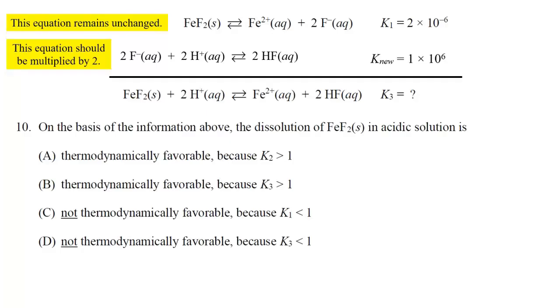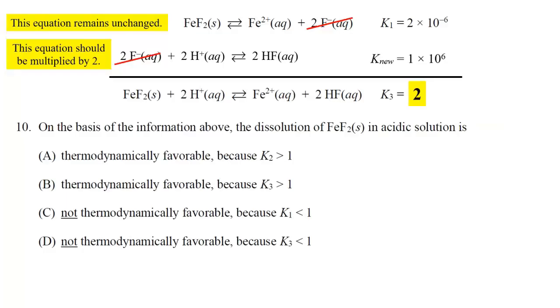Now remember, we don't add the K values together, we actually multiply the K values together. So when I add these two equations together, then the product of 2 times 10 to the negative 6 times 1 times 10 to the 6 will give me the overall equilibrium constant for that third reaction. And when I do that math, I literally get the number 2 when I multiply 2 times 10 to the negative 6 times 1 times 10 to the 6.